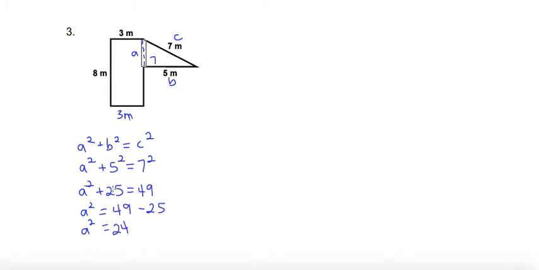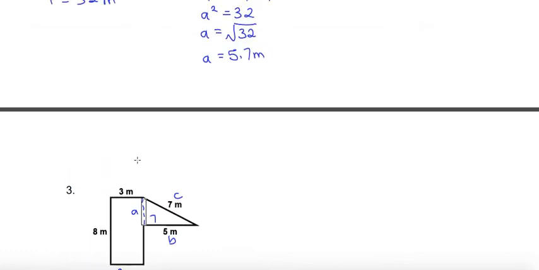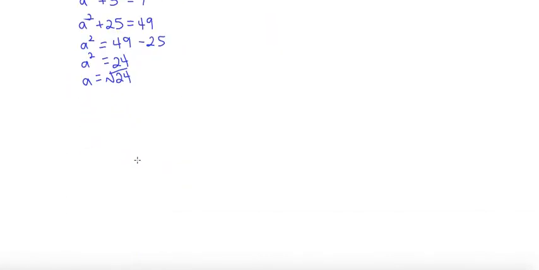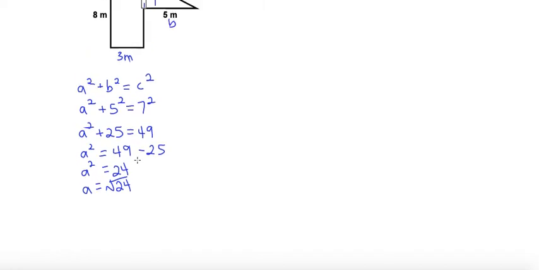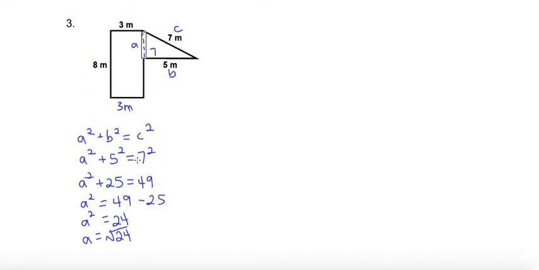But I want a, not a squared, so I have to take the square root of 24, which gives us an answer. Again, it's not a whole number, so I'm going to round this to 1 decimal place. So a is going to be approximately 4.9, and my unit is meters. So now that I know the dimension of the height of my triangle, I can now figure out what this missing piece is right here.